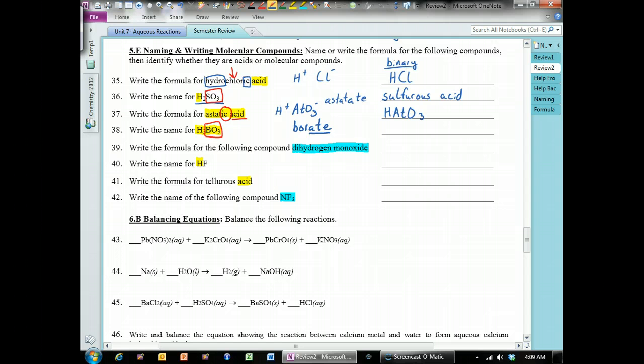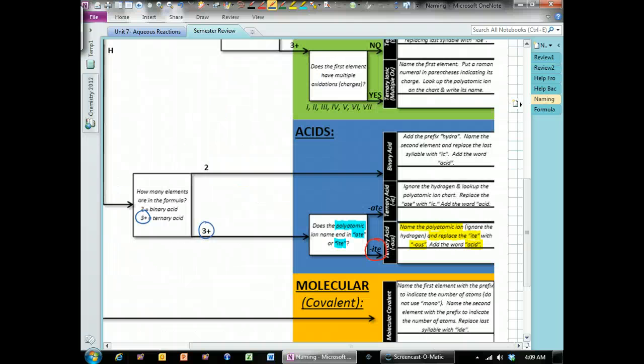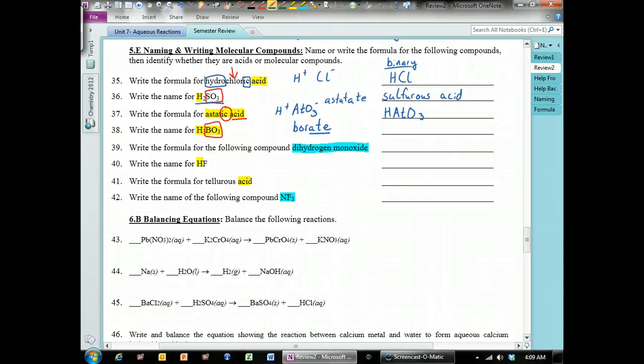And let's remember that it ends in ate. So when we go to naming this, we are right here in this ate section, and it says that we ignore the hydrogen and look up the polyatomic ion, which we did. It's called borate. Replace ate with ic. So instead of borate, we're going to call it boric, and we're going to add the word acid. So this is called boric acid.